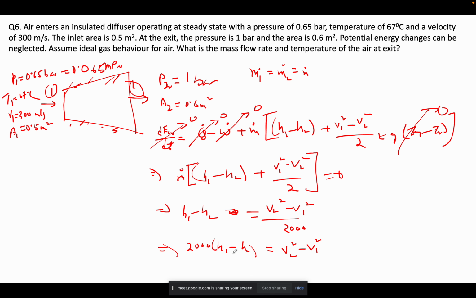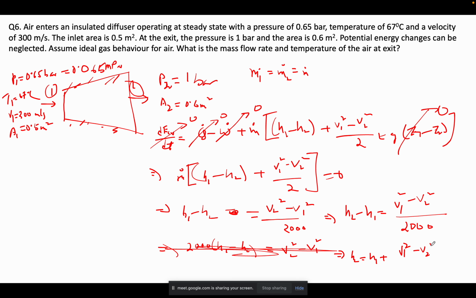So I need to calculate temperature at the exit. Also from here I can do this one. Okay, I should not do this because basically I require this one. So h2 minus h1 will be v1 squared minus v2 squared divided by 2000. So my h2 will be equal to h1 plus v1 squared minus v2 squared by 2000.